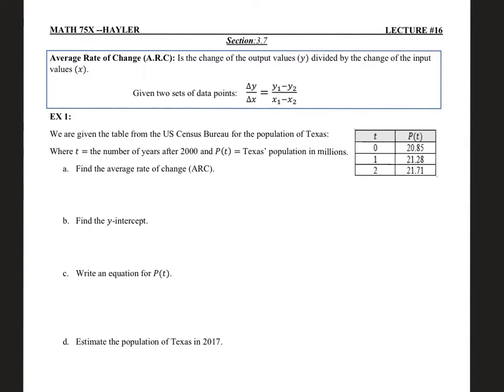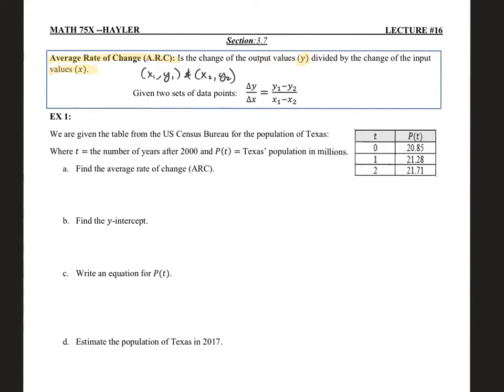So we are now looking at the average rate of change, or ARC, which is the change of the output values, okay, so our y's, divided by the change of the input values, x. So if you're given two data points, for example, x sub 1, y sub 1, and the other point, x sub 2, y sub 2, you can find the average rate of change between these 2 points by using this formula.